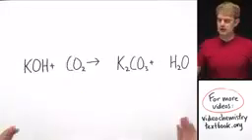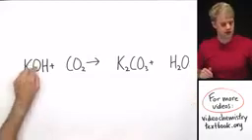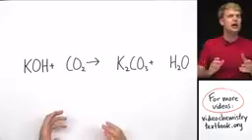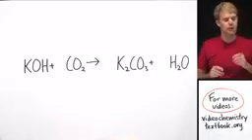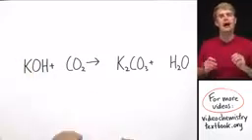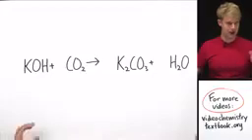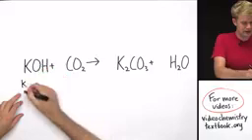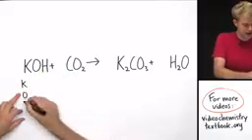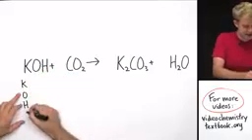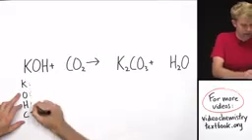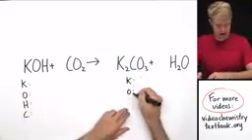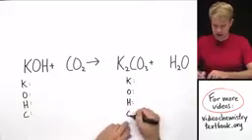It balances. This equation is a little bit more challenging because we have oxygen in all the compounds here. That means we're just going to have to be a little bit more careful when we're adding up the number of oxygen atoms that we have. Okay, so the elements in this equation. We got K, potassium, O, oxygen, H, hydrogen, and C, carbon. And over on this side, we've got potassium, oxygen, hydrogen, and carbon.